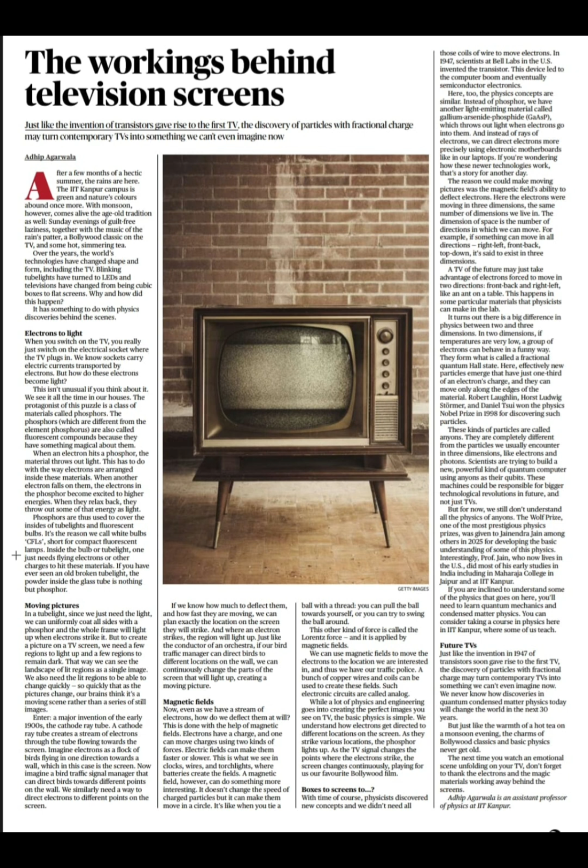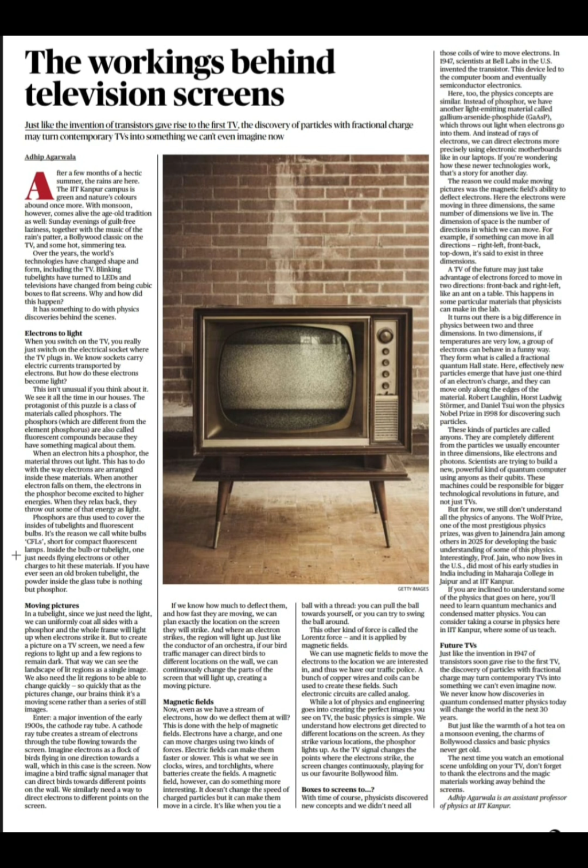Moving pictures. In a tube light, since we just need the light, we can uniformly coat all the sides with phosphor and the whole frame will light up when an electron strikes it. But to create a picture on the TV screen, we need a few regions to light up and a few regions to remain dark, so that we can see the landscape of lit regions as a single image. We also need the lit regions to be able to change quickly. So quickly that as the picture changes, our brain thinks it's a moving scene rather than a series of still images.